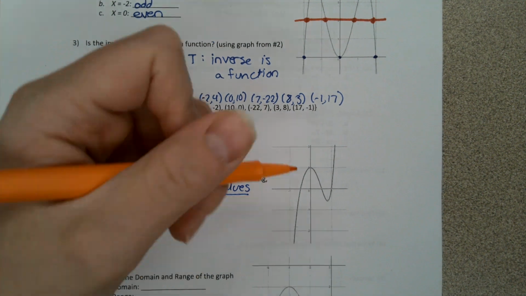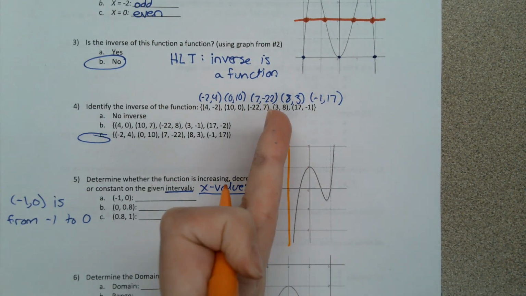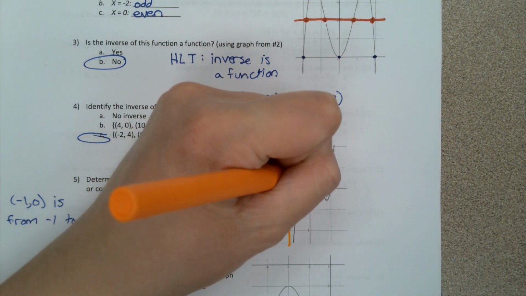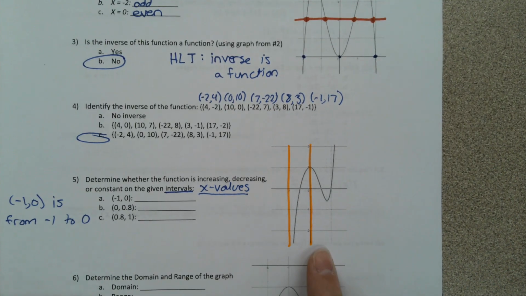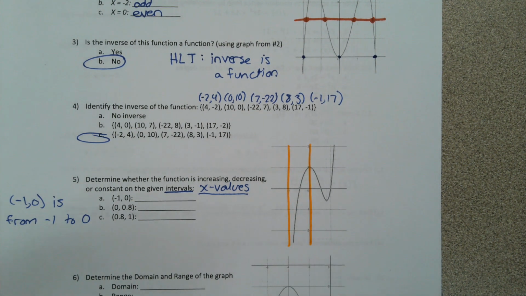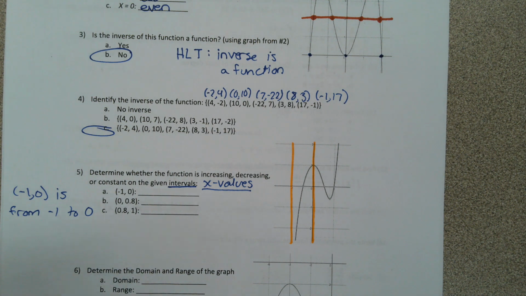So -1 is right here. We're looking from -1 up to 0. So right now that's where we're looking. From -1 to 0, what's this graph doing? From left to right, it's going up. Going up is increasing.